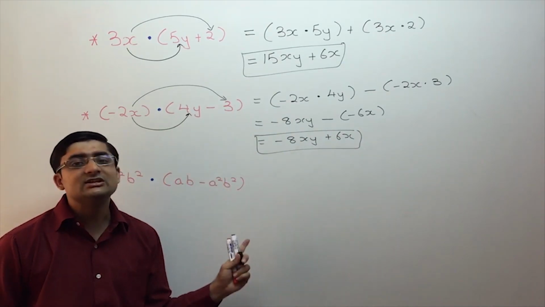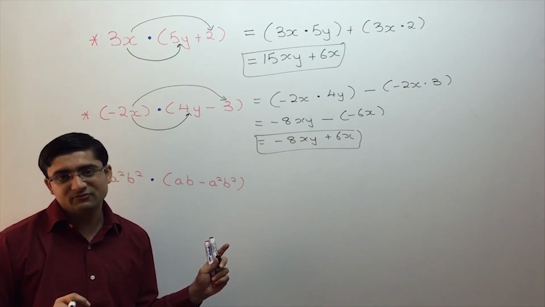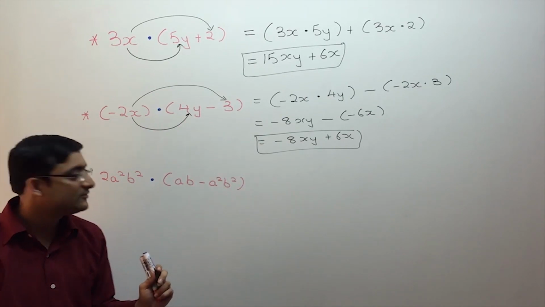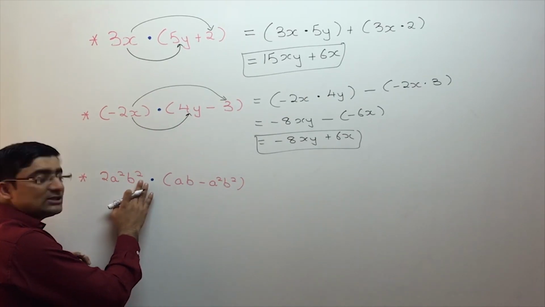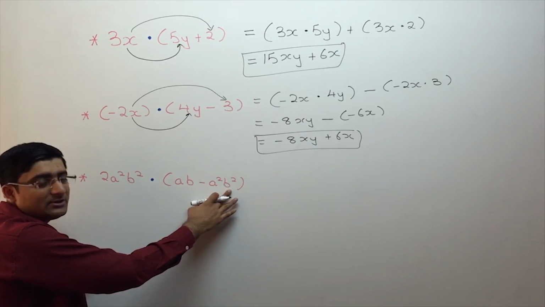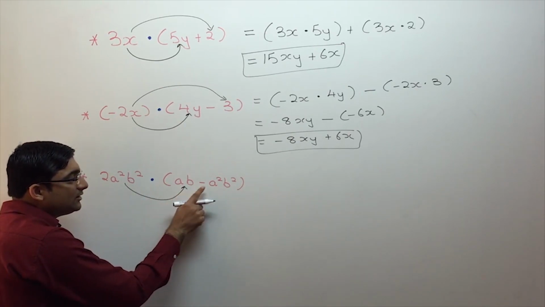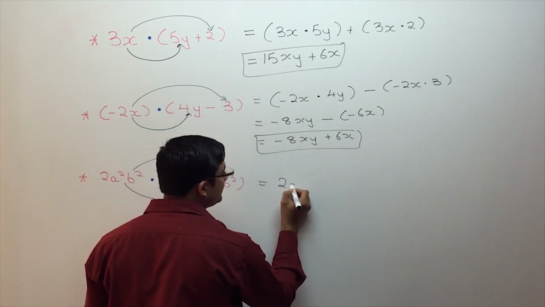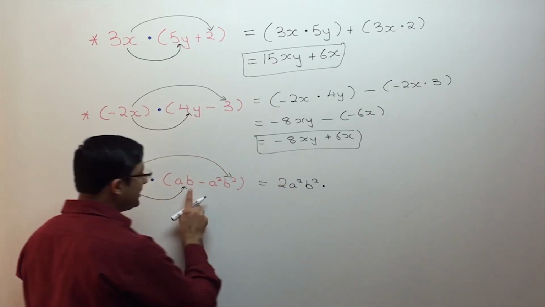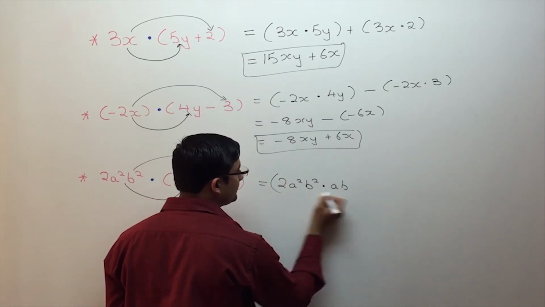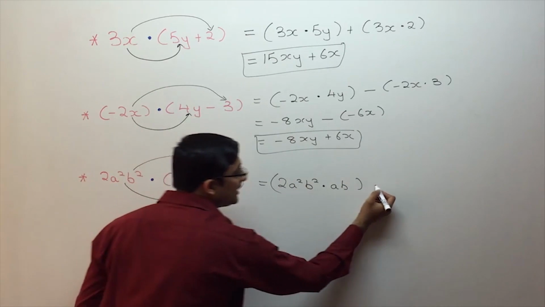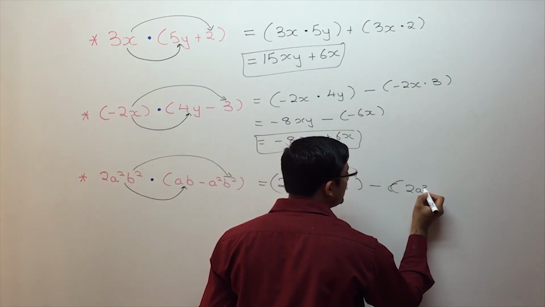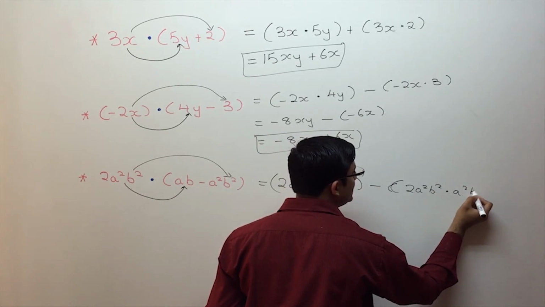That is why I told you before this lecture, do visit that recap of the distributive property, right? Because multiplication of a monomial with a binomial is same as distributive property. So last but not the least, 2a square b square into ab minus a square b square. So this into the first term minus this into the second term. So 2a square b square multiplied by ab. Then we have a minus sign over here, hence minus 2a square b square into a square b square.